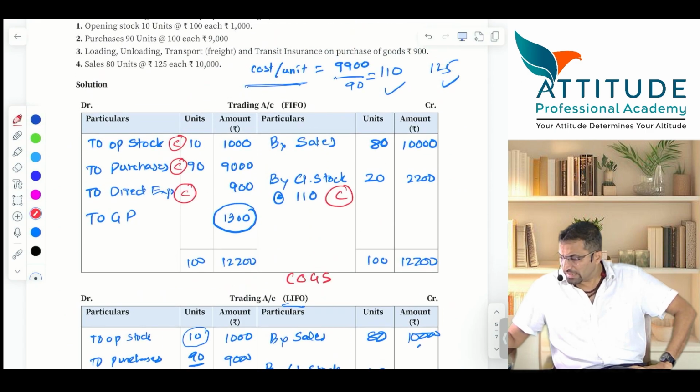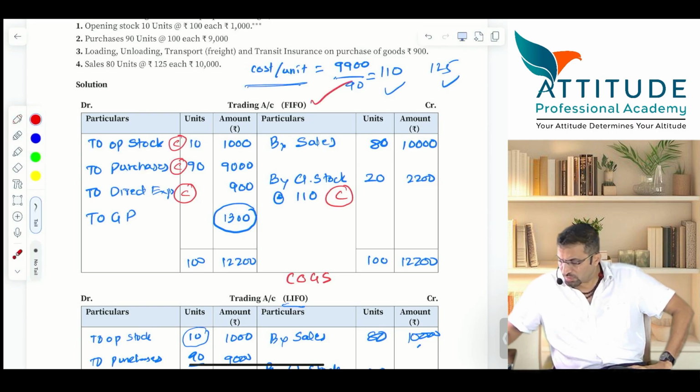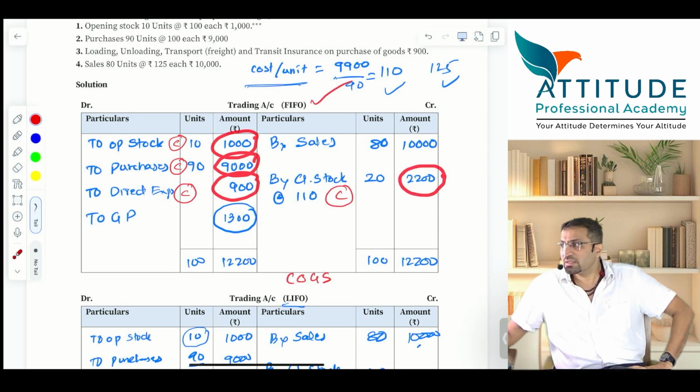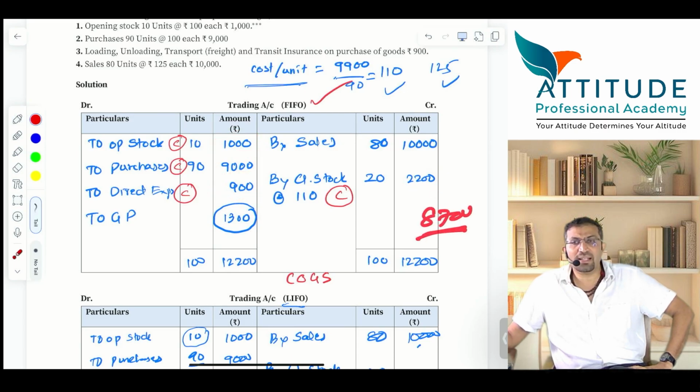Come here. In this sum, tell me, what is cost of goods sold? In this FIFO method, what is cost of goods sold? Opening stock plus purchases plus direct expenses minus closing stock. What is the answer? 8,700. That's correct. So 8,700 is the cost of goods sold.